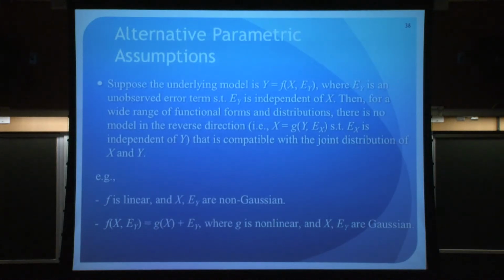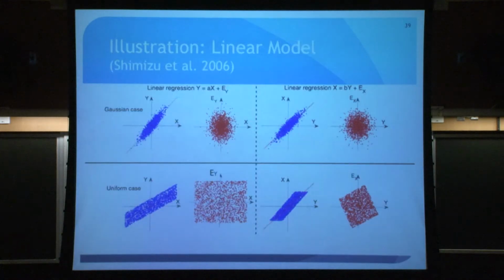And then let me just say something about how you could also use these sort of parametric assumptions, which allow you to use non-conditional independence constraints in constructing your graph. So let me take a simple case where you assume that your model is linear, but your error terms are non-Gaussian. In the Gaussian case, if I regress x on y and I look at the errors, then they're independent of x. But if I regress y on x and I look at the errors, then the errors are independent of y. So I can't use independence in this case to tell me the difference between whether x caused y or y caused x.